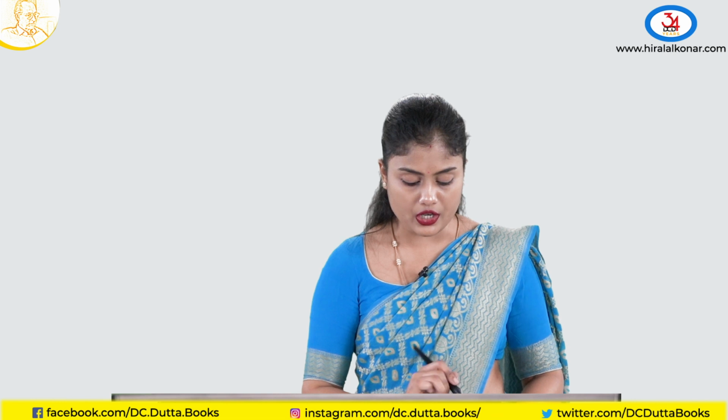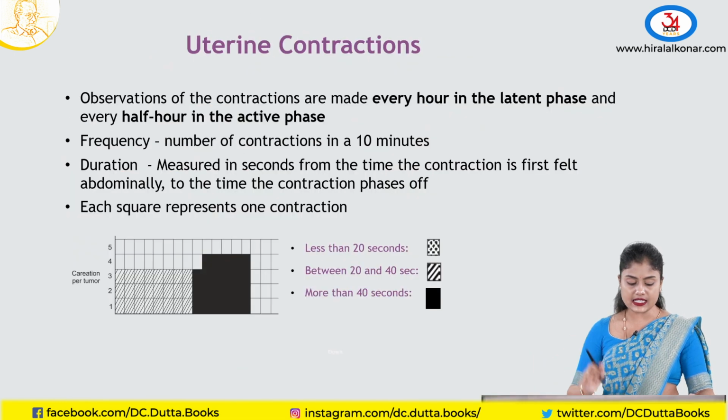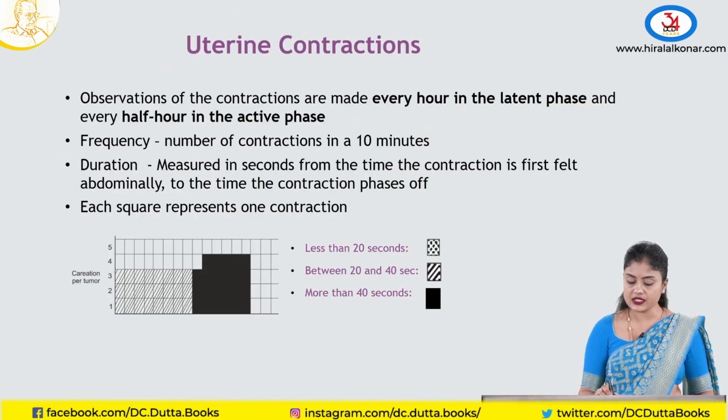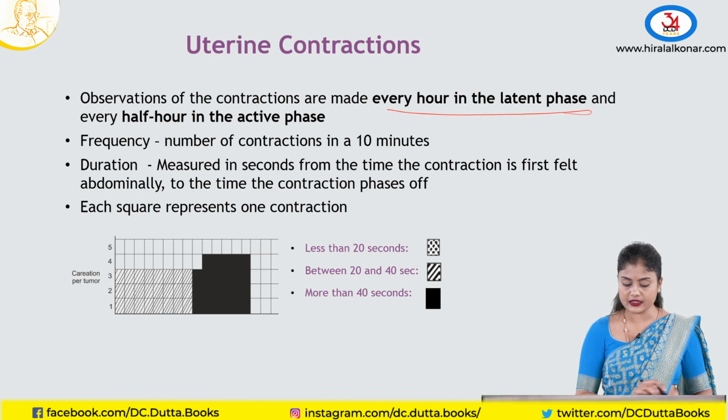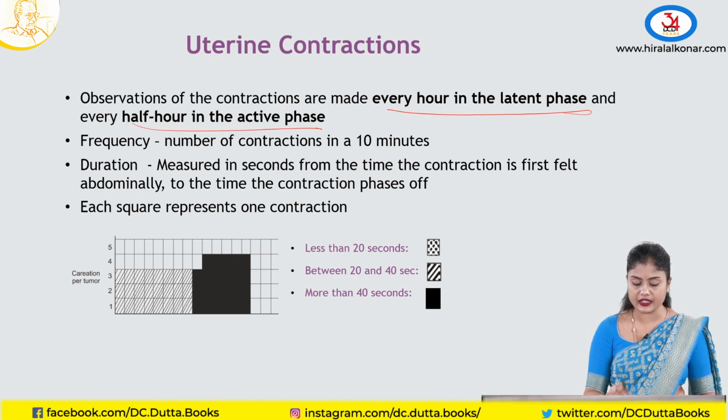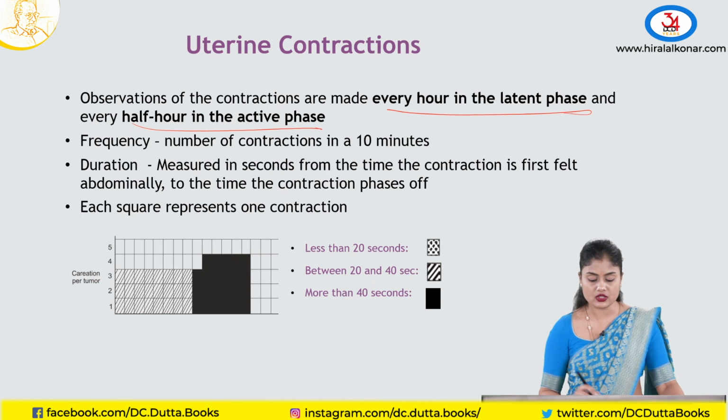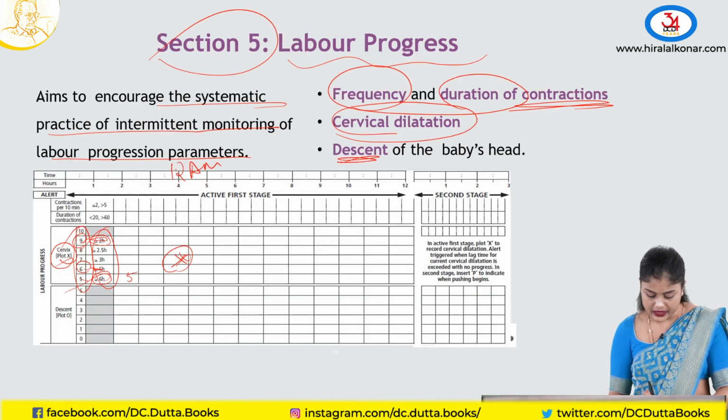How do you monitor the contractions? Previously, this is how we used to monitor contractions: every hour in the latent stage and every half hour in the active phase of labor. So, here you can see every 30 minutes. This is a duration of 1 hour. Every 30 minutes we monitor contractions. One hour is divided into 2.